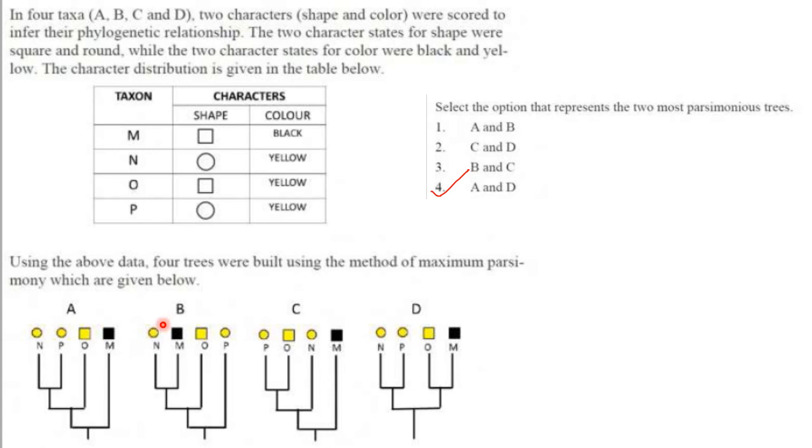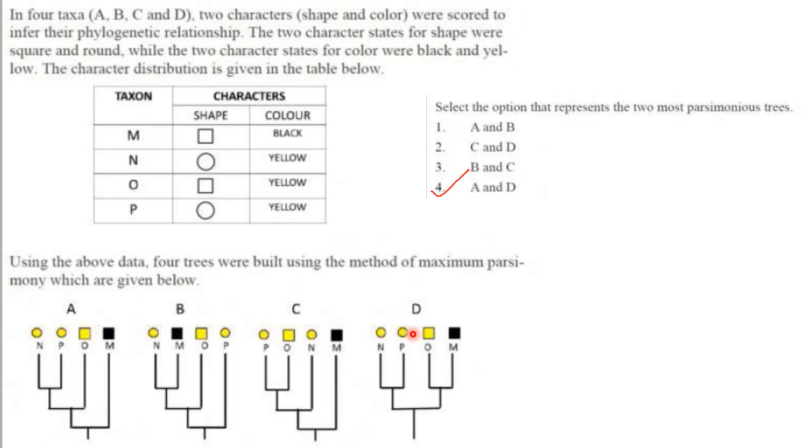So B is with 3 changes. C, we will see, is a change in shape as well as color, then again a change in shape, then again a change in shape. So totally 4 changes. So C is with 4 changes. D, if you see, there is a change in color, then there is a change in shape. So only 2 changes.